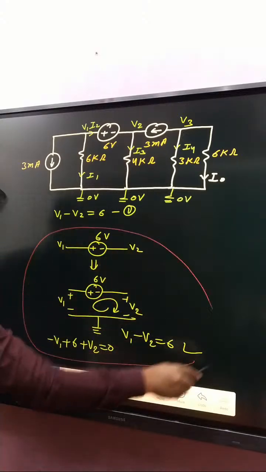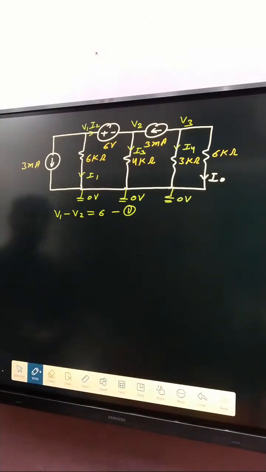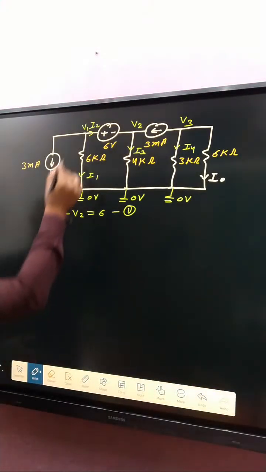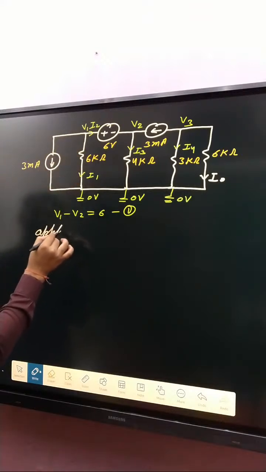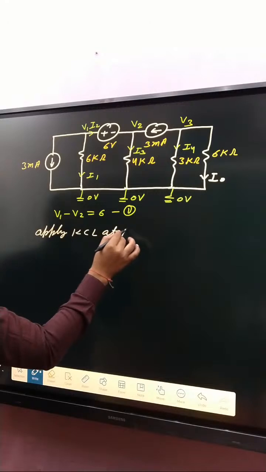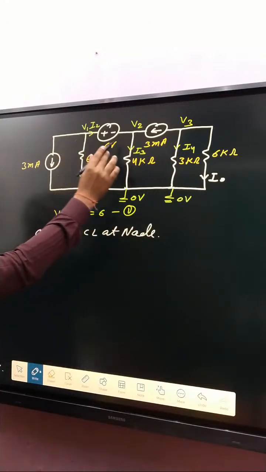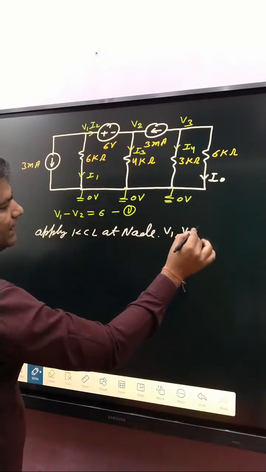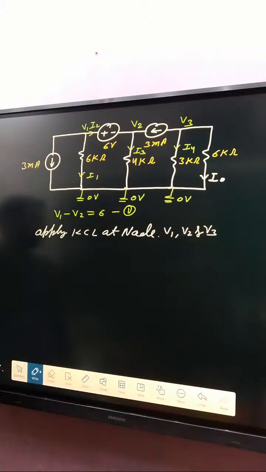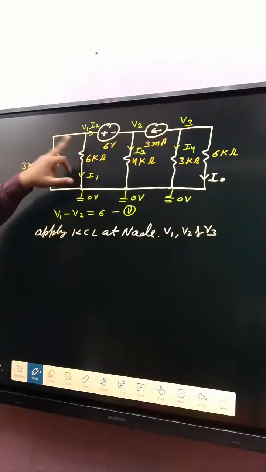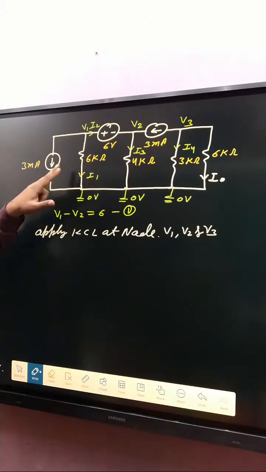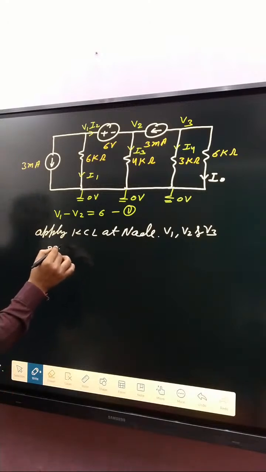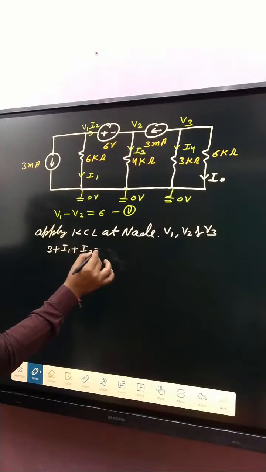So this one remove. Now after that, apply KCL at node. Which node? V1, V2, and V3. Okay. Apply KCL here. Incoming, no any incoming current, all current, this one, and this one are outgoing current. So 3 plus I1 plus I2, this will equal to 0.